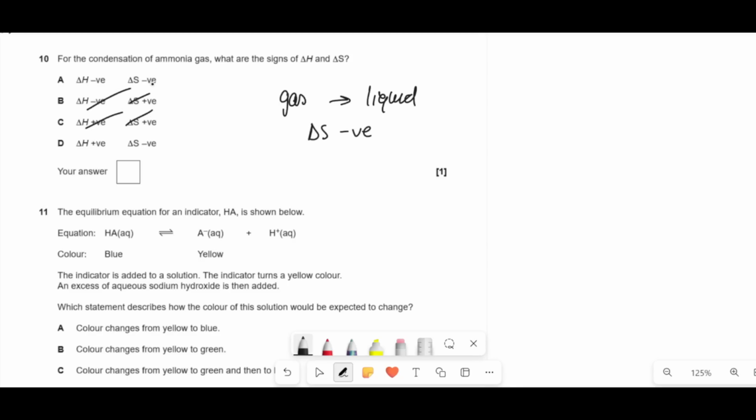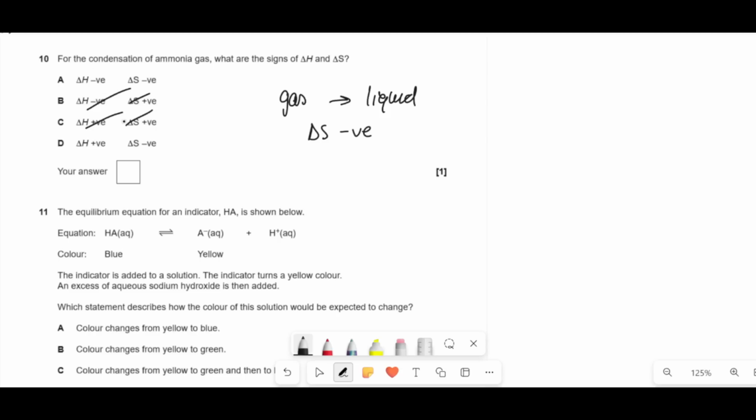Now we have delta H is negative, and delta H is negative, and delta H is positive, delta H is negative. So we need to think about what's happening in terms of bonds, right? So if you're going from gas to liquid, more bonds are being made. If you're making bonds, energy is released. It's exothermic, so that means energy going out.